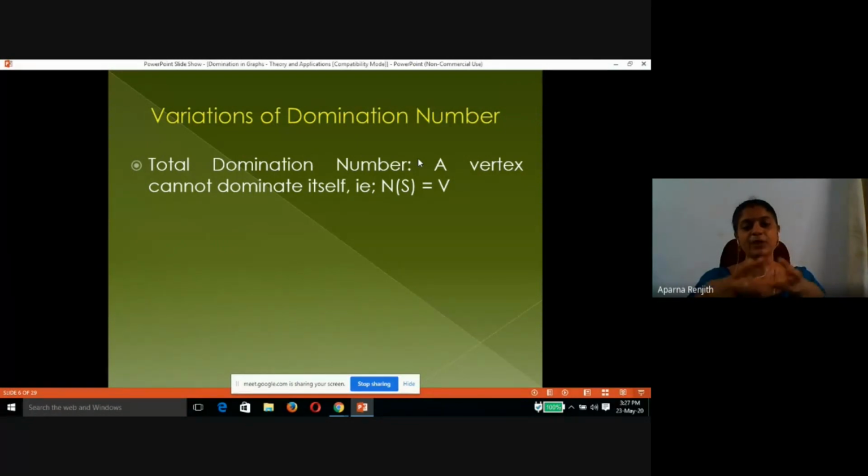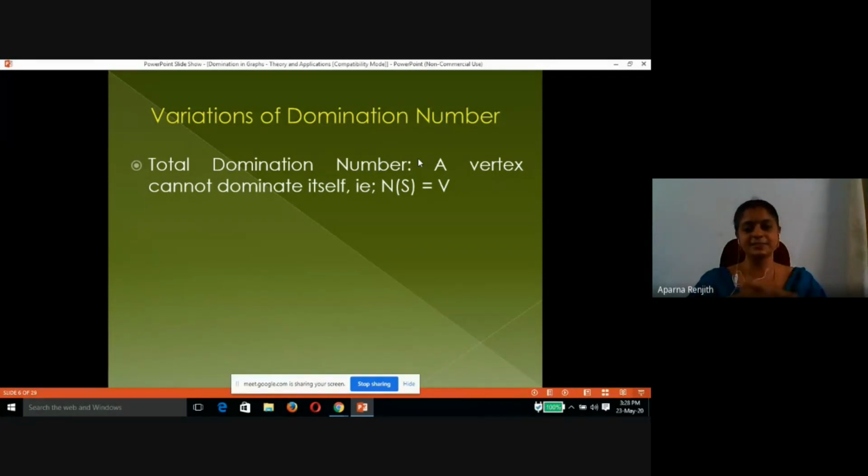The concept of total domination number is that a vertex can dominate all its neighbors, but not itself. In the case of the definition of dominating set, every vertex is either in S or is adjacent to a vertex in S. So here the case is a bit different. Every vertex is adjacent to a vertex in S.